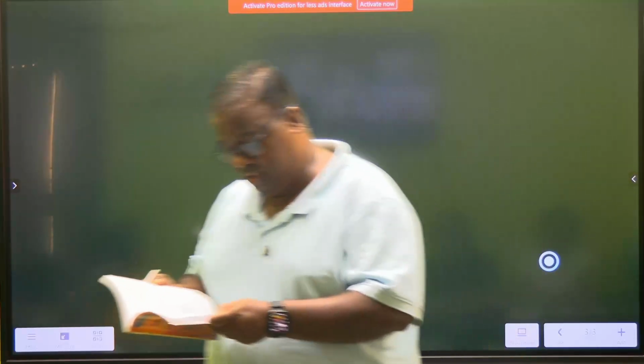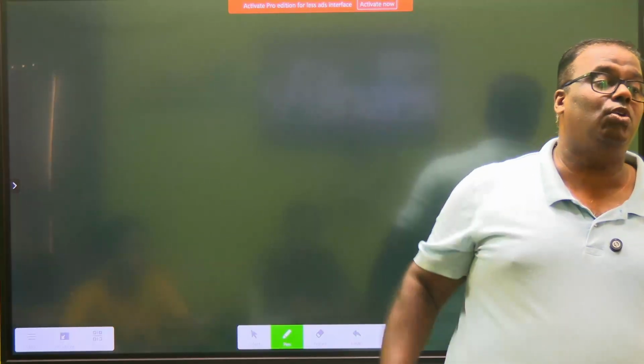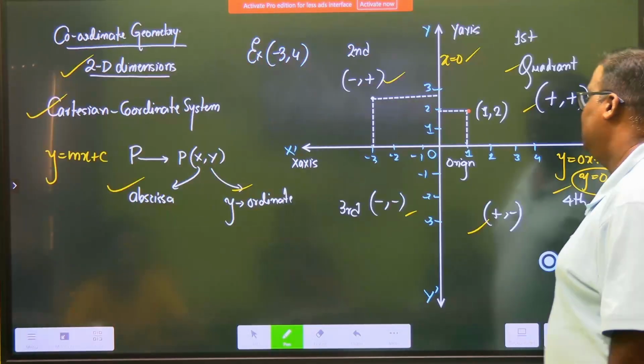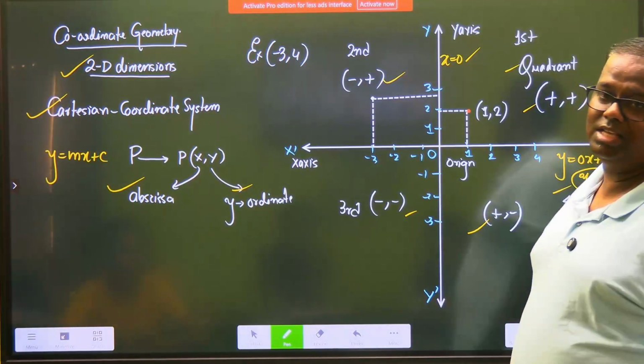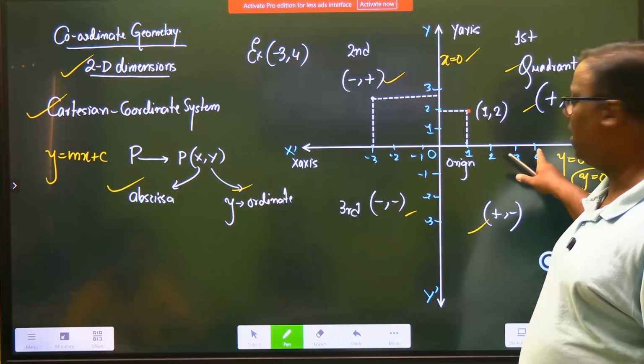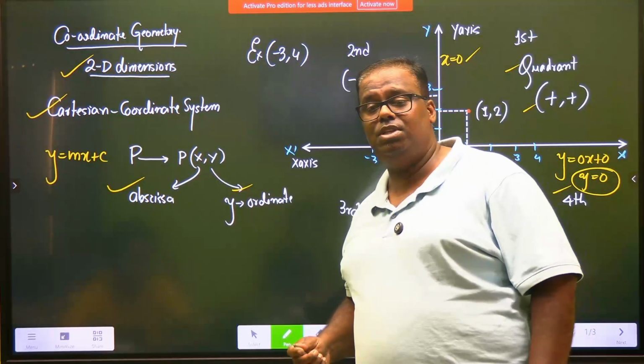Acha, I'll do one fill in the blanks. The point (5, 0) lies on, it will never be in a quadrant. (5, 0) or (0, 5) will always lie on an axis. (5, 0) lies where? (5, 0) will always lie on the x-axis. x is the value 5, y is 0. (5, 0) means x-axis. (0, 5) means y-axis.